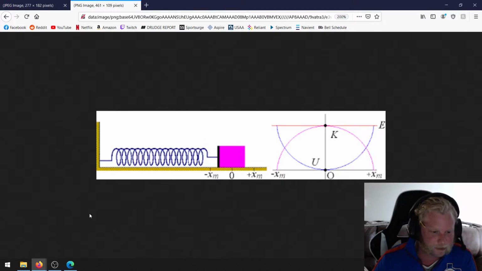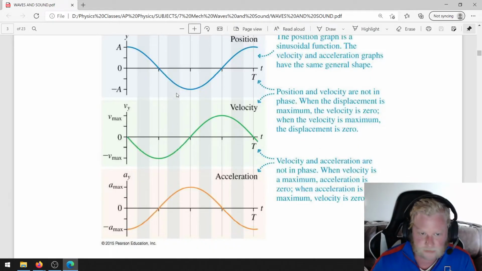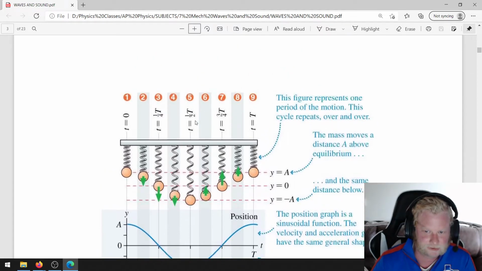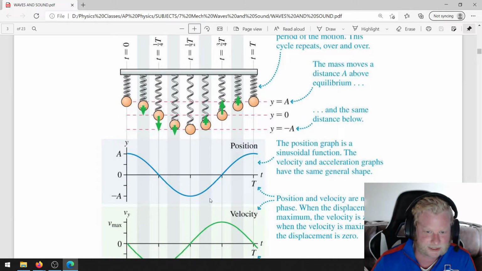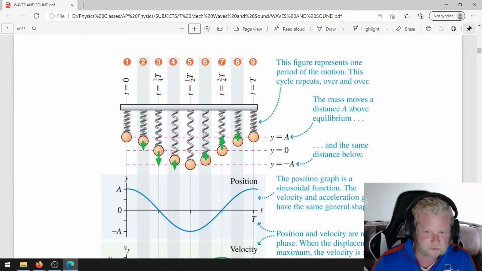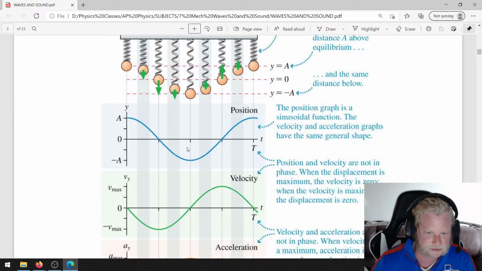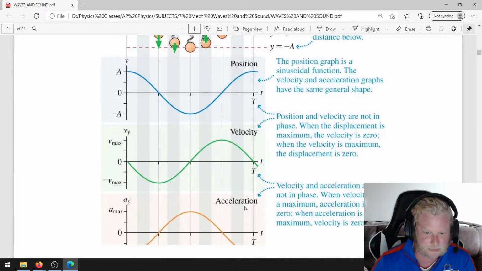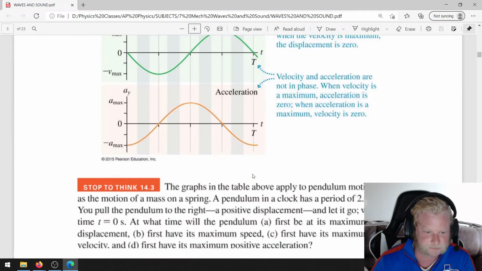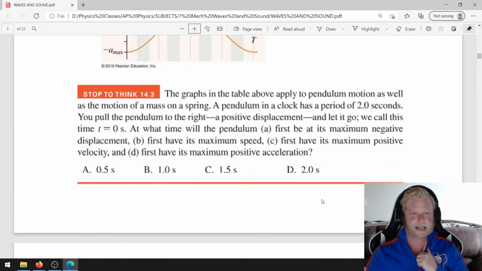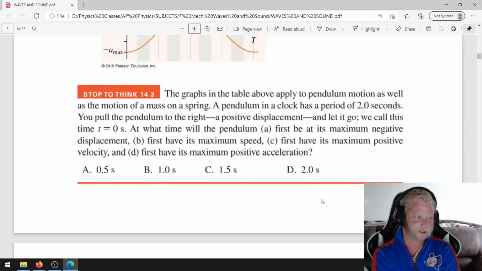So what I would recommend is take a hard, long look at this diagram here. It's very helpful. Study it. Think about what's happening here, what's happening here, why is this happening here, and why is this happening here. But let's take a look at Stop to Think 14.3.